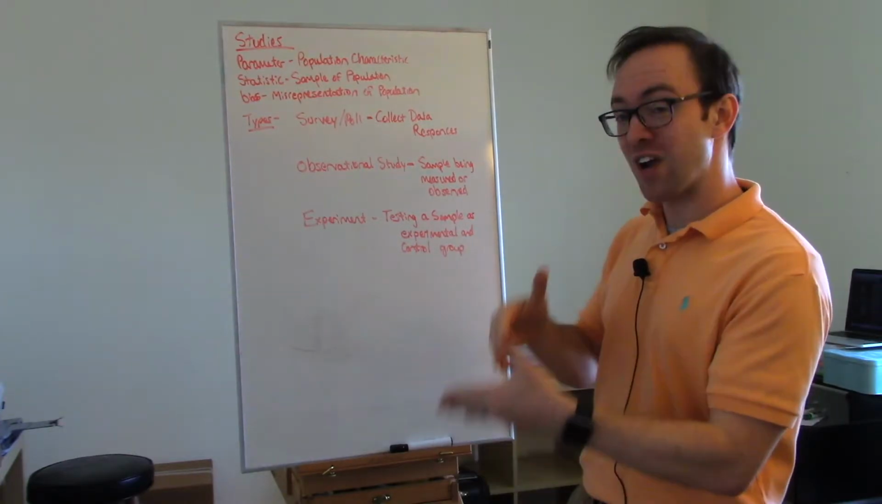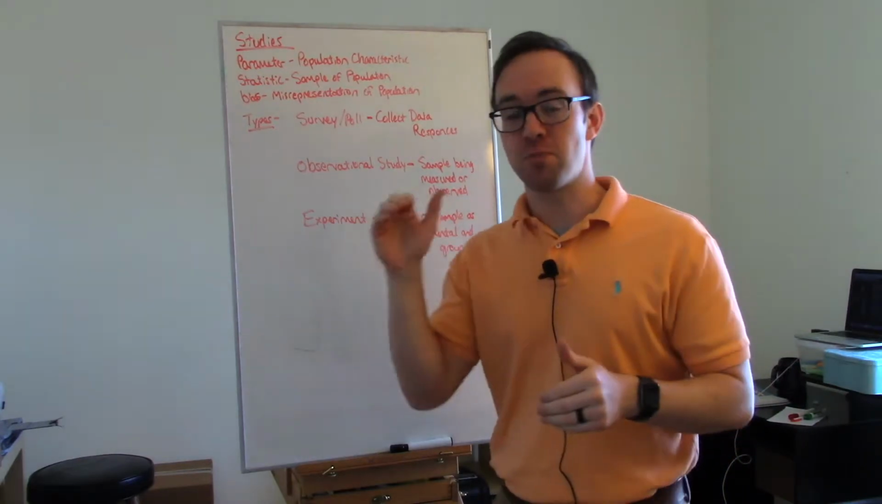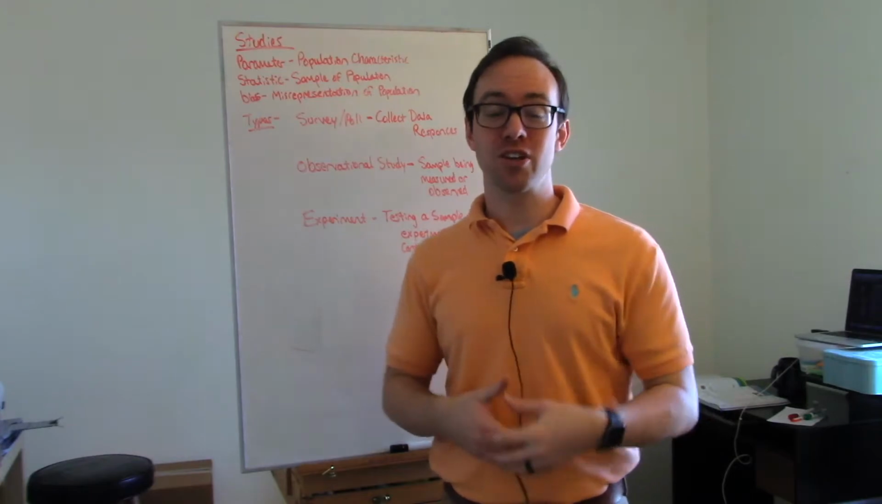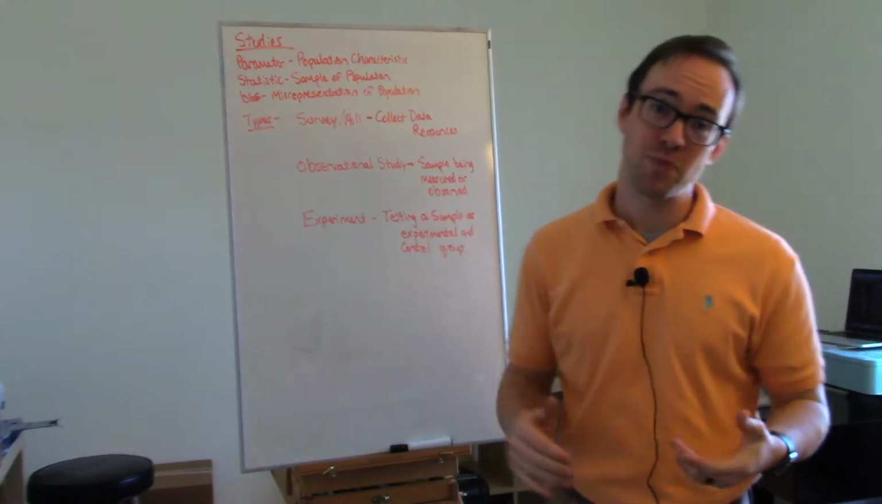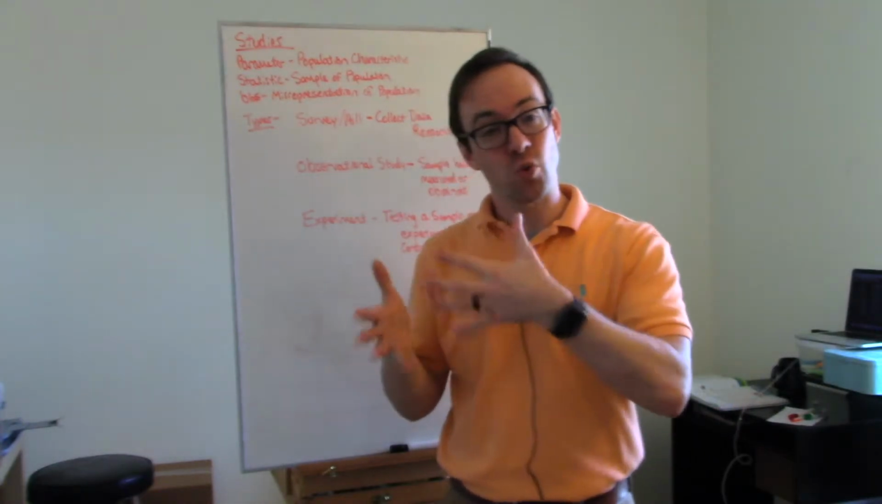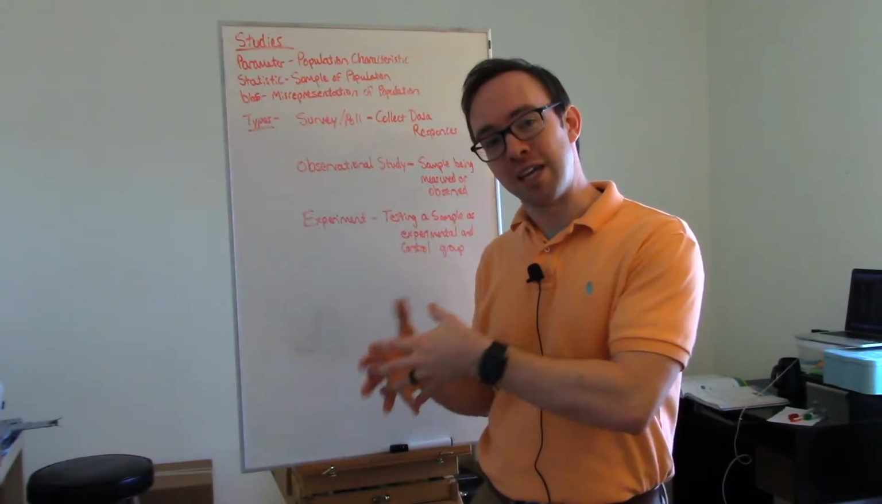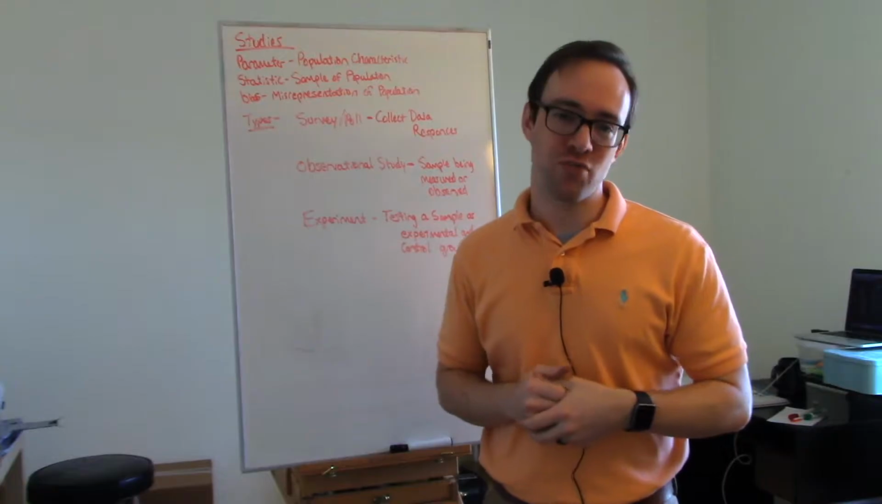For the experiment, you're actually testing. You're testing a sample using an experimental group and a control group. Now we're going to go ahead and look at some examples. These examples are going to be dealing with your terms, whether it be, is it a biased question? What type of study would the example be? And then finally, how to design an experiment or a survey.